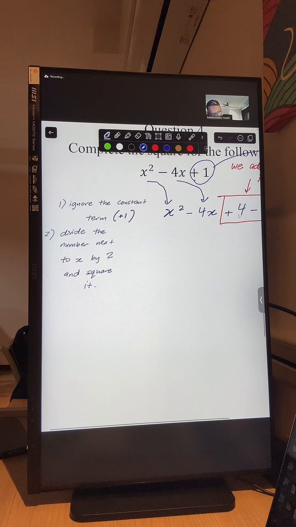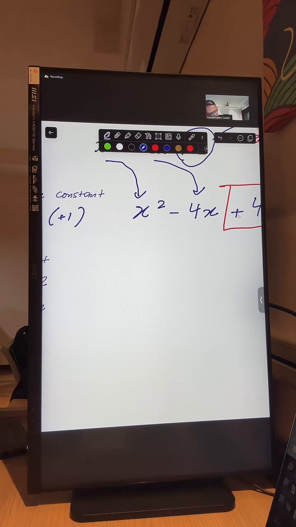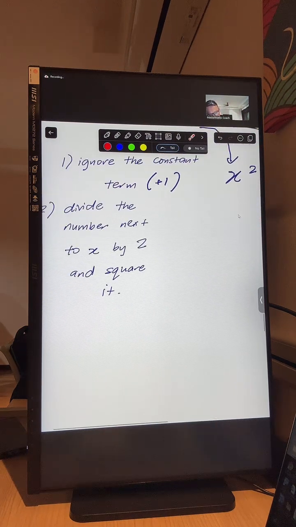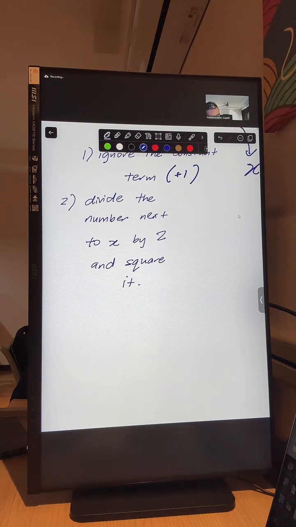You divide the number next to x by 2 and then you square it. So the number next to x here is negative 4. So negative 4 divided by 2, I get negative 2. Negative 2 I square, I get 4. Okay, so step number 3.